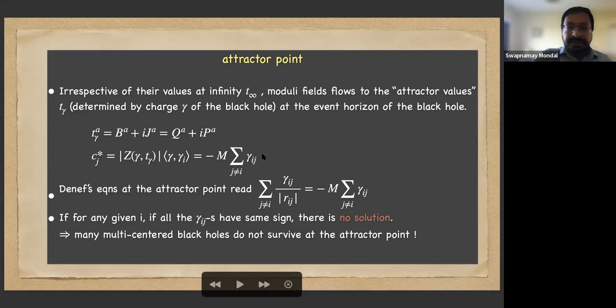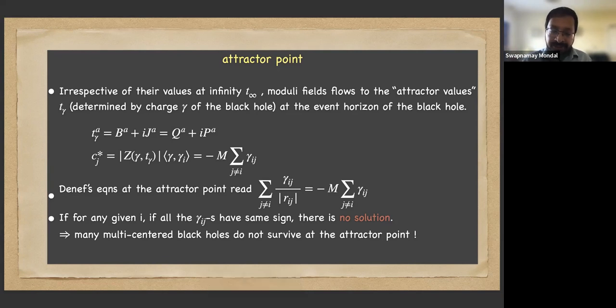Now, if you put this value of c in the Denef equations, which was just this equals to c_j, and we are putting this. First, just think of the simplest case where there is no sum and just two nodes. So you have gamma_12 over R_12, positive, then you have minus M gamma_12. Clearly this equation cannot have solutions, because it essentially tells you that R is a negative number. The distance is a negative number.